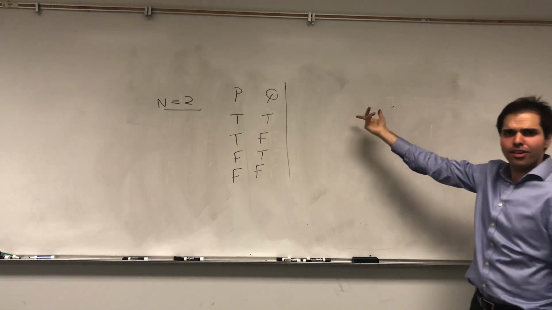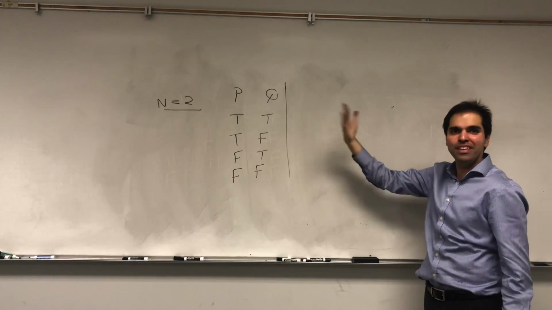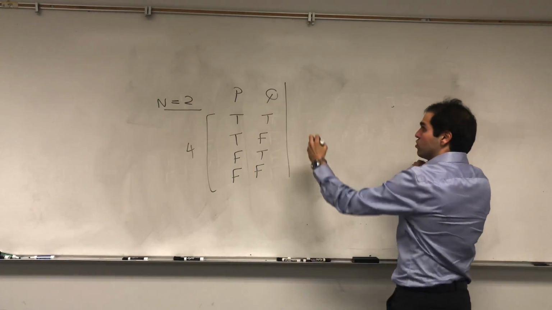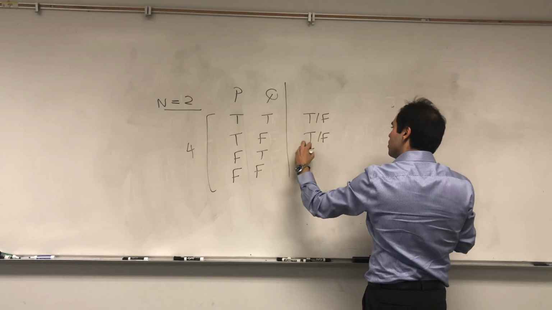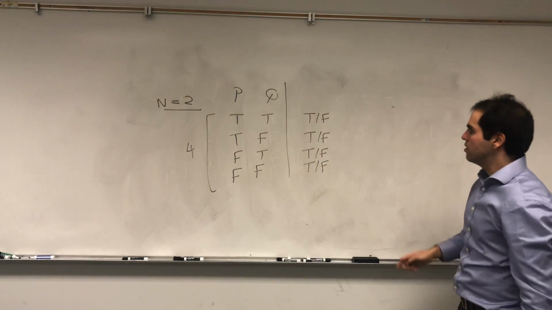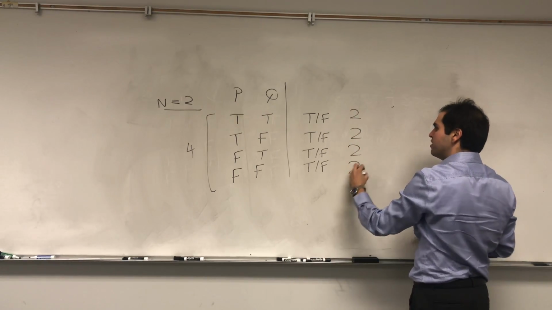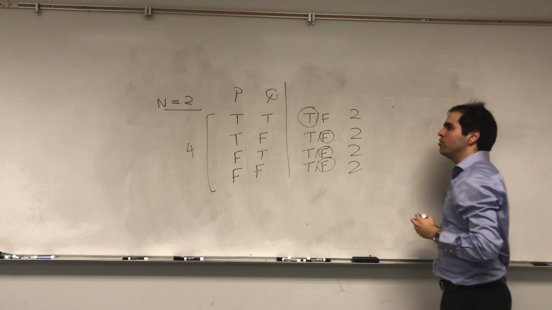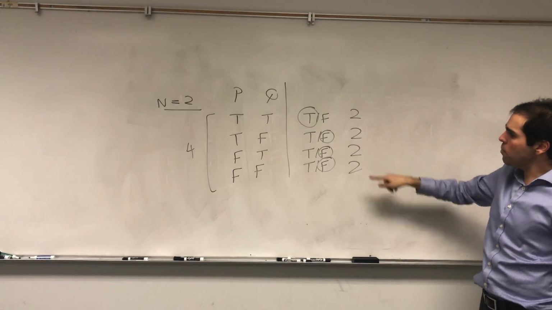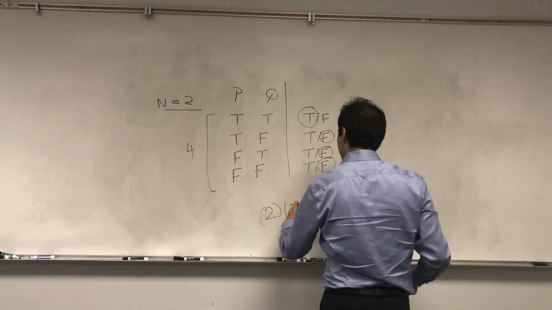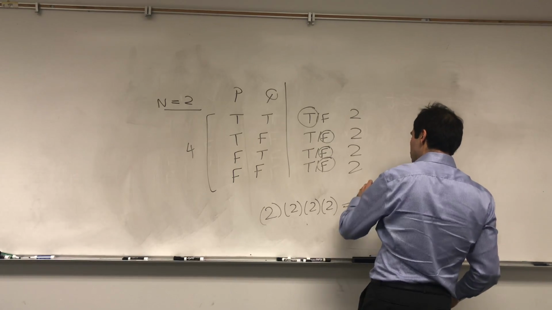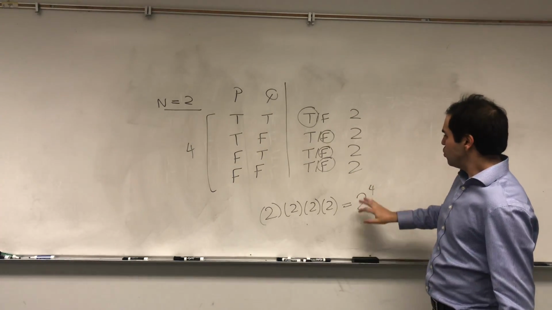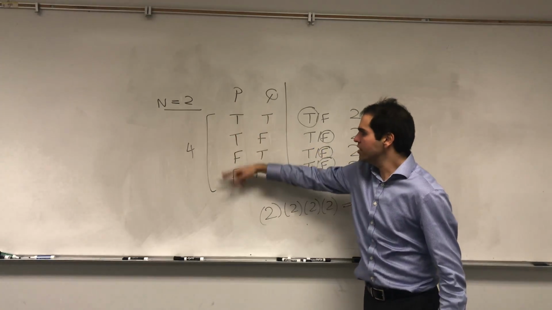The key to this problem is to figure out how many rows there are. Notice, here we have four rows, and for each row, there are two possibilities: true or false. So we have two possibilities, two possibilities, two possibilities, two possibilities. One choice would be true, false, false, false, and that would be P and Q. Therefore, the number of possibilities is 2 times 2 times 2 times 2, which is 2 to the 4th. In general, the number becomes 2 to the something, where something is the number of rows.